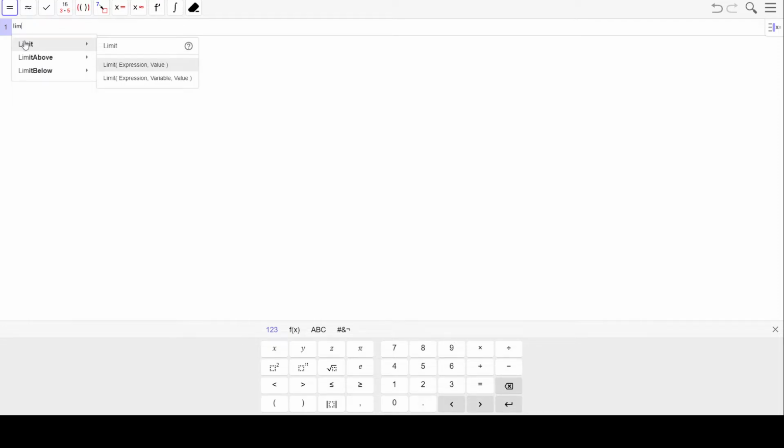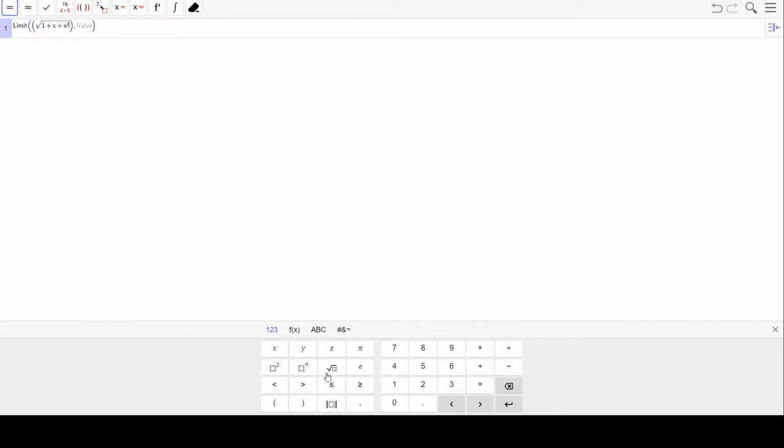I want to calculate the limit. And there are 2 things happening here. I want to also explain why they have two options: limit expression value, limit expression variable value. Okay, so let me just choose the first one because I have my expression and I have my value. So what is my expression? I have to type that long expression. So I open a pair of brackets and then I choose this square root of 1 plus x to power 2.